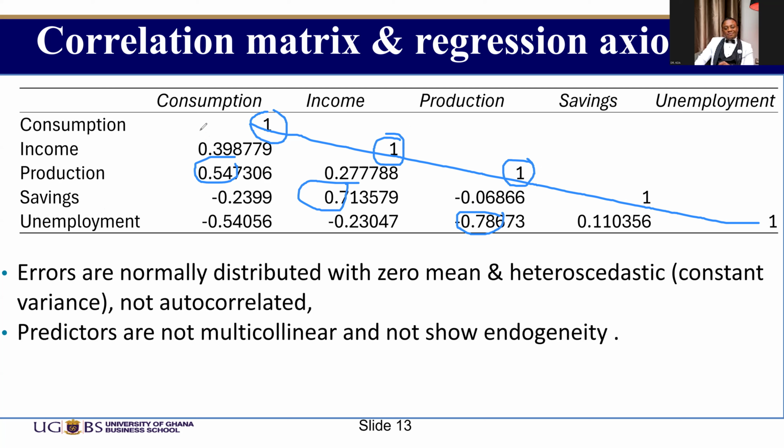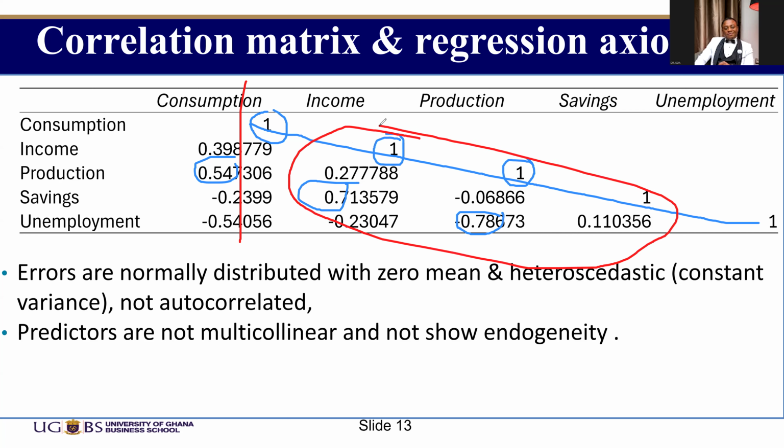Now, what you don't want is this. Forget about the consumption column. Suppose we take away this consumption column. We don't want a situation where any of these independent variables, any of the numbers here, will have a high correlation coefficient with another. Why? Because if that happens, the two variables are said to be multicollinear. We'll talk more about this in subsequent lectures.